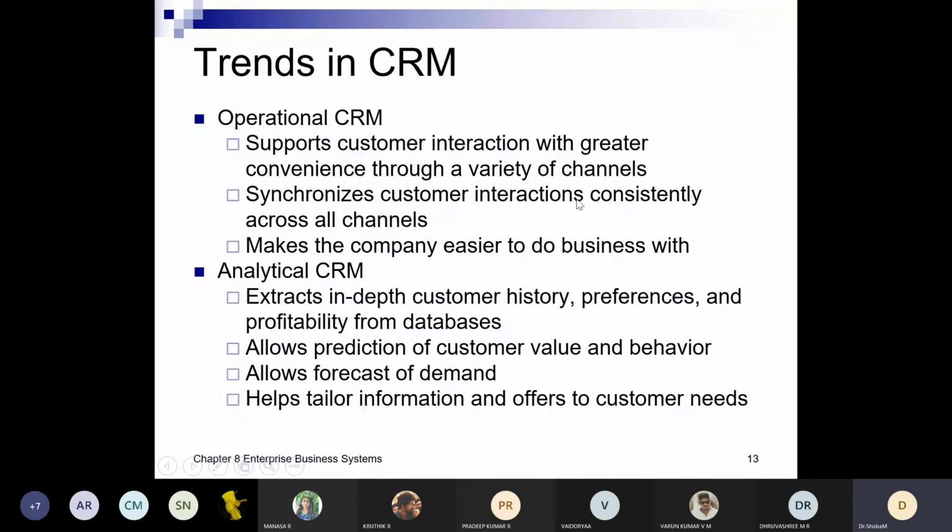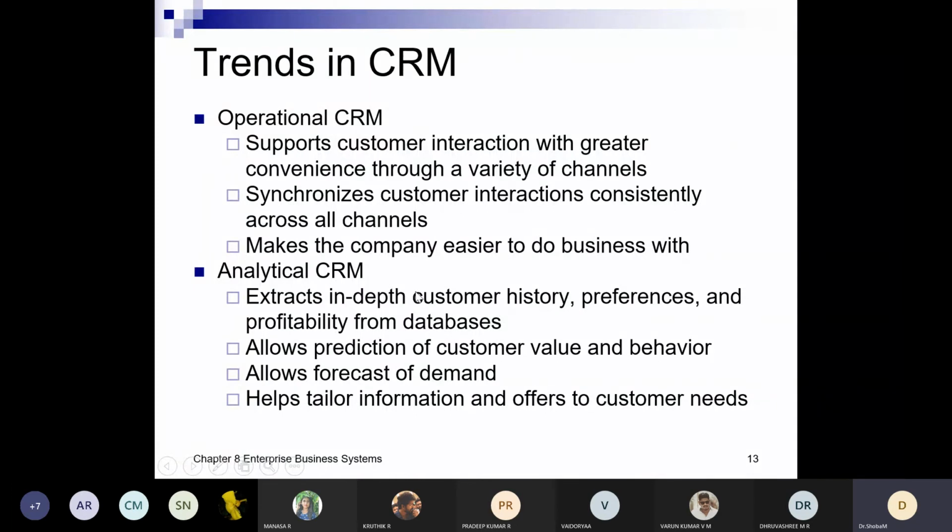Synchronizes customer interactions consistently across all channels. So if a problem is resolved, then it should be synchronized or updated to every different department or section. It means to say that the customer problem or issue has been addressed or resolved, right? So across the channels, the same consistent communication or information needs to be passed on and makes the company easier to do business with. So that's also important. Operational CRM is one, and next is analytical CRM.